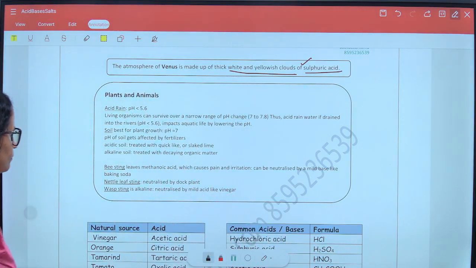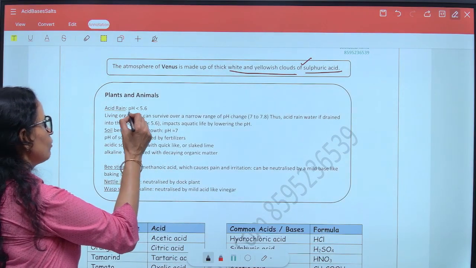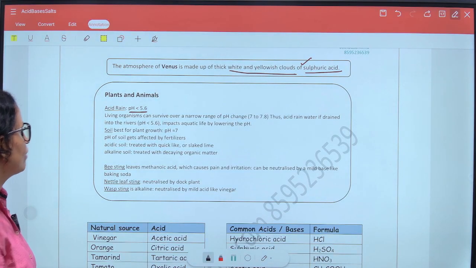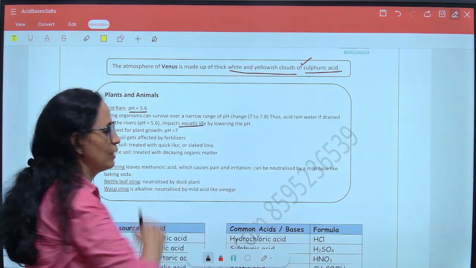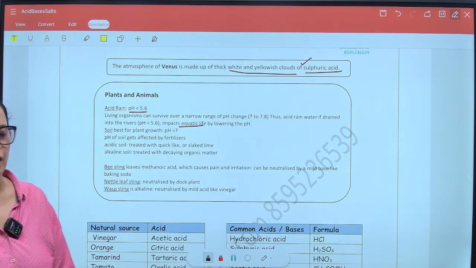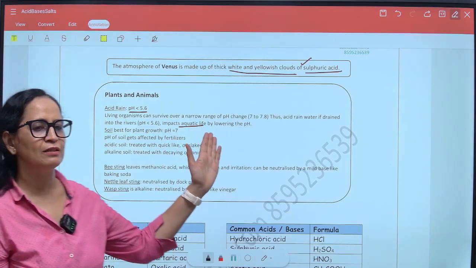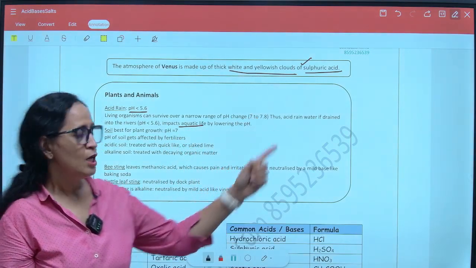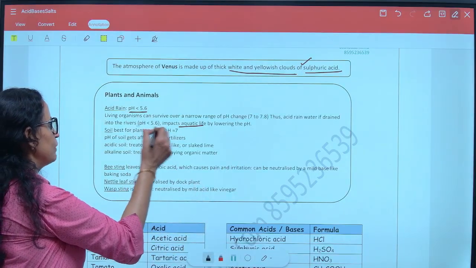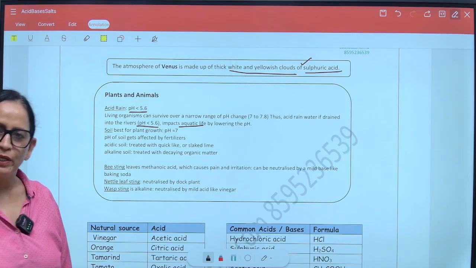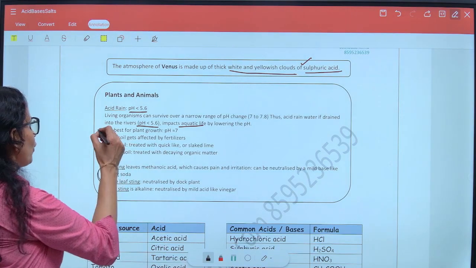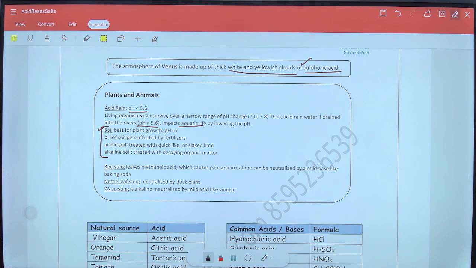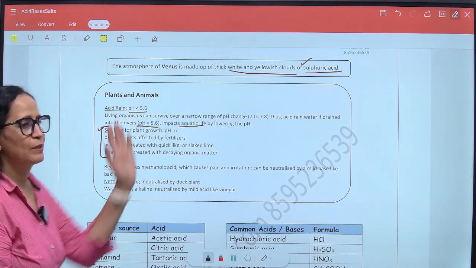So acid rain brings down the pH of soil to less than 5.6, which impacts the aquatic life. Now for humans, because we need around 7 to 7.8, even for other living organisms, the pH needed is 7 to 7.8. So when the pH goes down to 5.6, it starts impacting the aquatic life. Now soil. Soil can be acidic also, alkaline also. Why acidic? Because of acid rain.